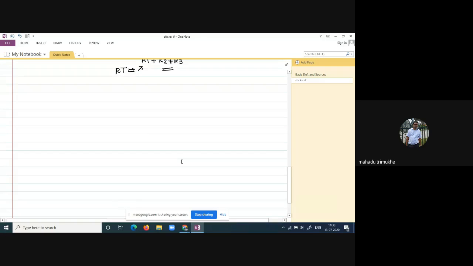This is your KVL. KVL means what? What is the statement of KVL? The algebraic sum of voltage around any closed loop in the network is zero. Suppose we give one example to you people, a simple example I'll take here.